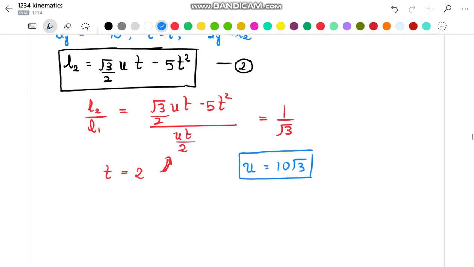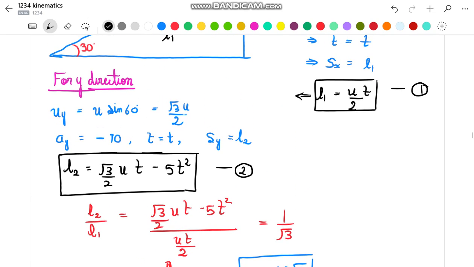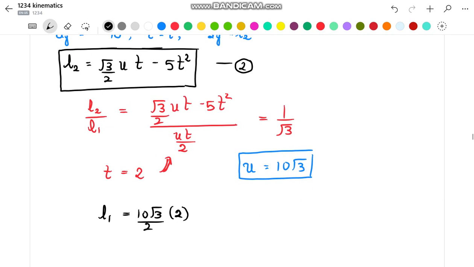Now with the help of this velocity, I can now find the value of x, that is the range along the incline. It can be indirectly found by first finding the value of L1. The value of L1 will be equal to 10 root 3 by 2 into t. So this value was written with the help of equation number 1, where I have substituted the value of u and t to find the value of L1, which on solving will be equal to 10 root 3.